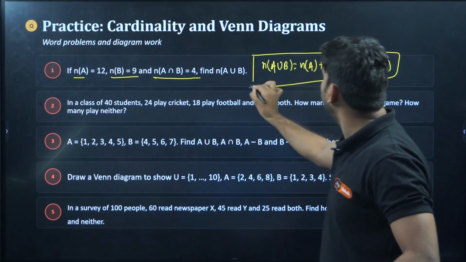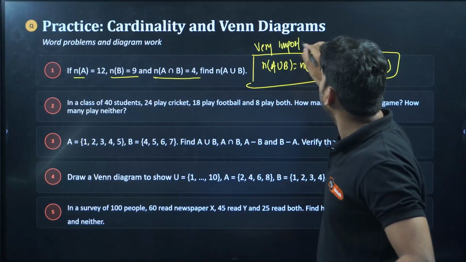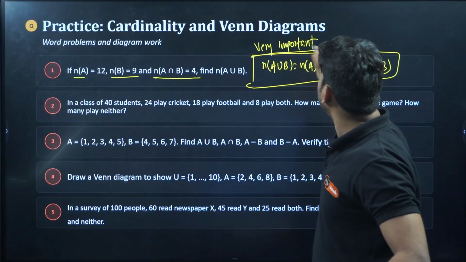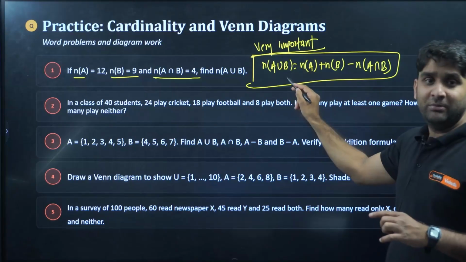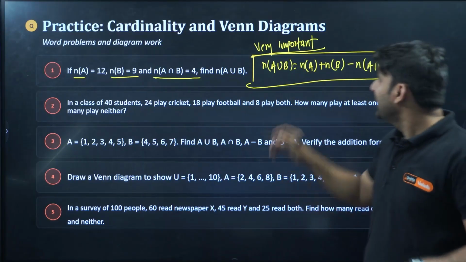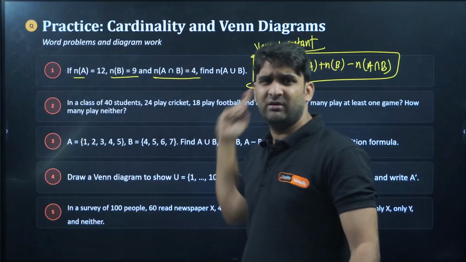This is really, really very important formula. I hope this is clear to you all. So number of A union B means combining both: number of A plus number of B minus A intersection B. Everything is given here. Put the value, get the answer.